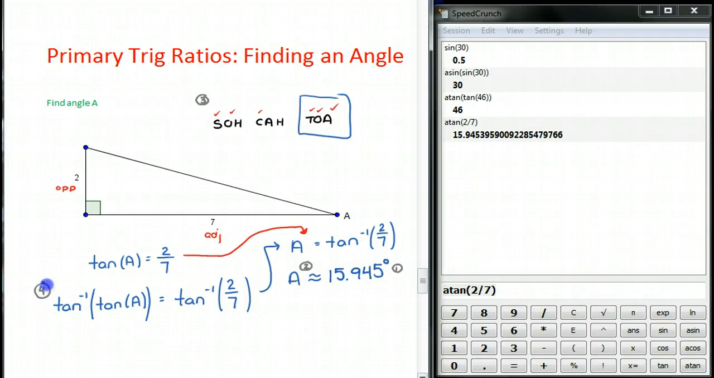Last point, this is a mathematical step that's not necessary. Typically, we'll go from this step here directly to this step here, but this is to show understanding. If I want to get A by itself, I need to take the inverse operation of tan, and that's written as tan inverse of tan of A. And then if I take the tan inverse of the left side, I take the tan inverse of the right side.